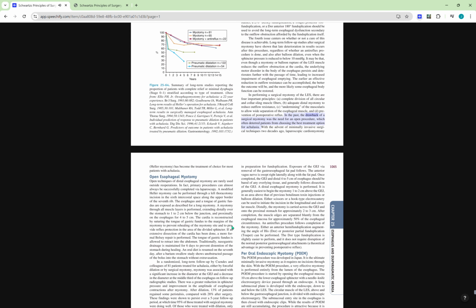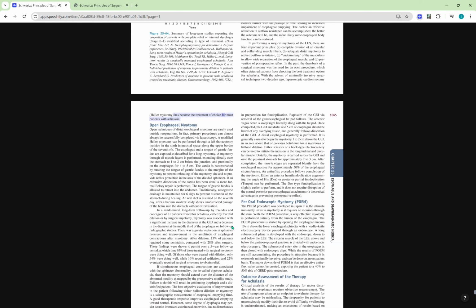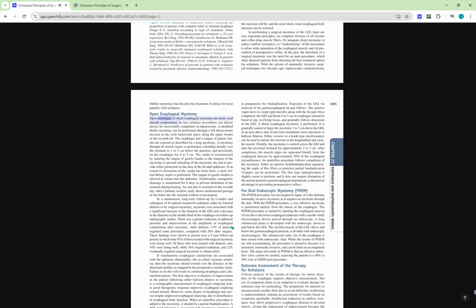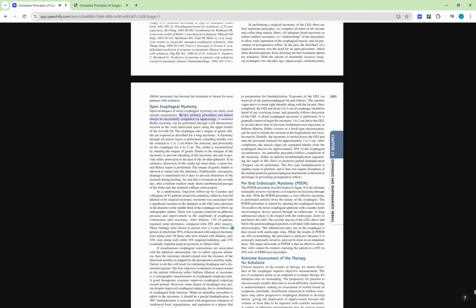In the past, a drawback of a surgical myotomy was the need for an open procedure, which often deterred patients from choosing the best treatment option for achalasia. With the advent of minimally invasive surgical techniques 2 decades ago, laparoscopic cardiomyotomy has become the treatment of choice for most patients with achalasia. Open esophageal myotomy. Open techniques of distal esophageal myotomy are rarely used outside reoperations. In fact, primary procedures can almost always be successfully completed via laparoscopy.